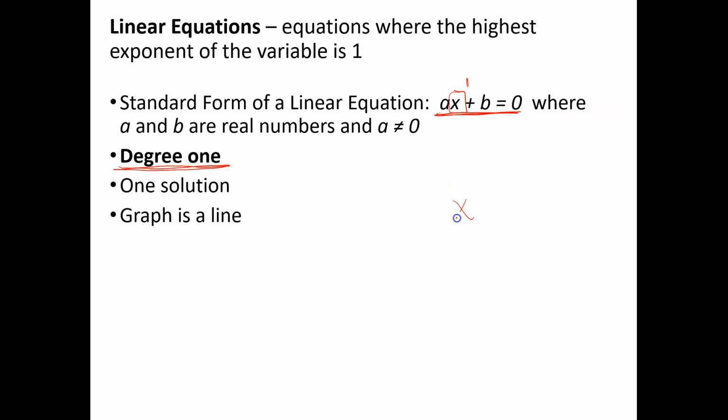If you had something like x squared plus 4 equals 0, that is not linear because of the exponent of 2. If you had an x cubed, not linear. It has to just be x to the first power. Linear equations have only one solution, and if you graph them, their shape is a line.